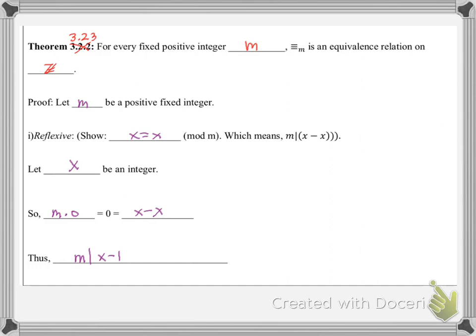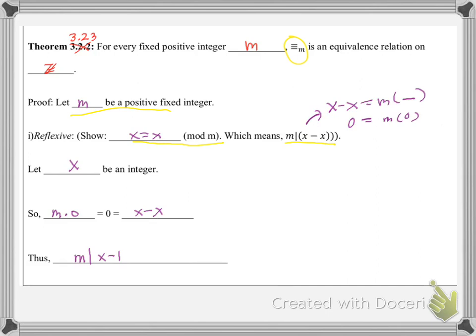So let m be a fixed positive integer. Reflexive, again, as always, can be tricky to prove, but we're trying to show that this congruence is an equivalence relation on the integers. So let m be a positive fixed integer, right? So we have to show that x equals x mod m, right? And that means m divides x minus x. And so if we think about it, what it's really saying is, well, x minus x equals m times some integer. Well, x minus x is just 0, so 0 equals m times 0.